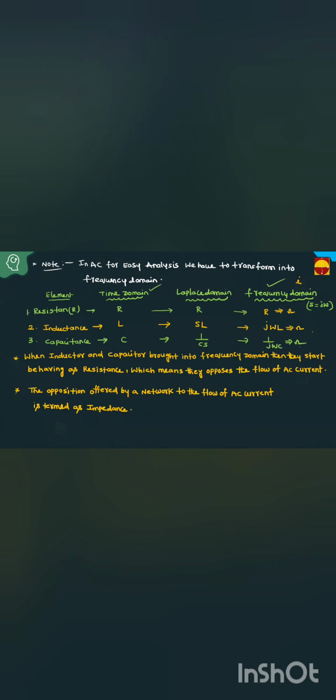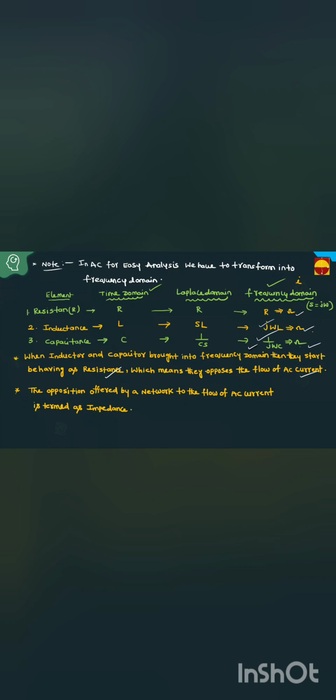See the observation here, friends. When inductor and capacitor are brought into frequency domain, they start behaving as resistance, because the unit is ohms, this also ohms, this also ohms. They behave just like a resistance, which means they oppose the flow of AC current. Very important. Why do we bring into frequency domain in AC? For easy analysis. Once we bring inductance and capacitance into the frequency domain, they act as an impedance or resistance, which opposes the current. That's why inductance and capacitance oppose the flow of AC current.